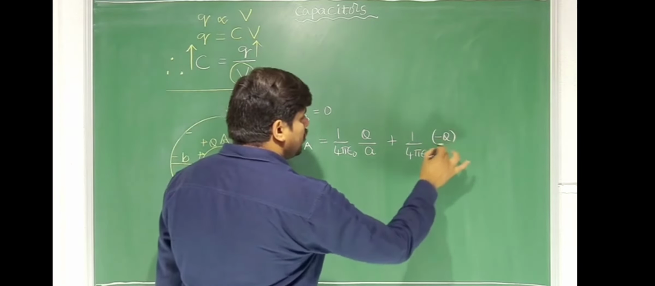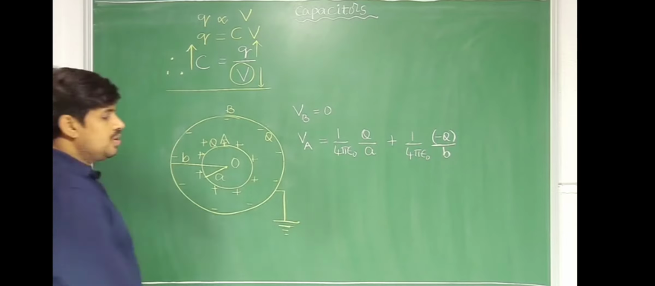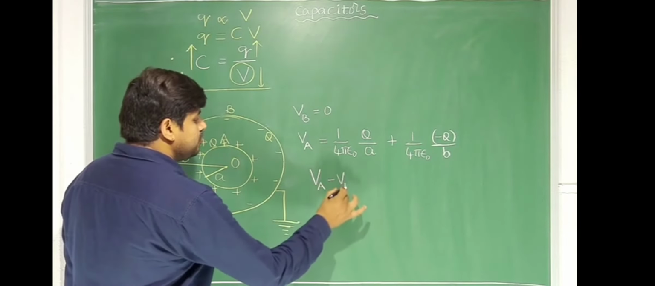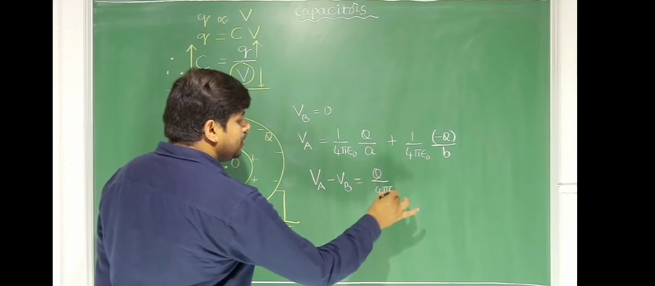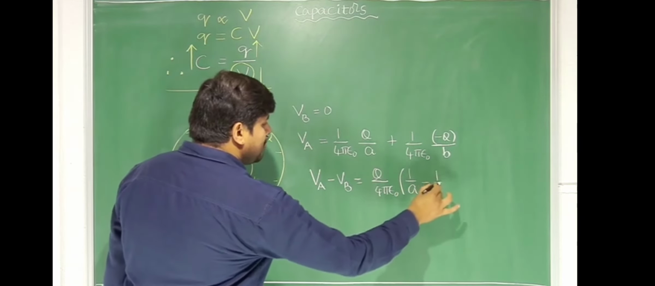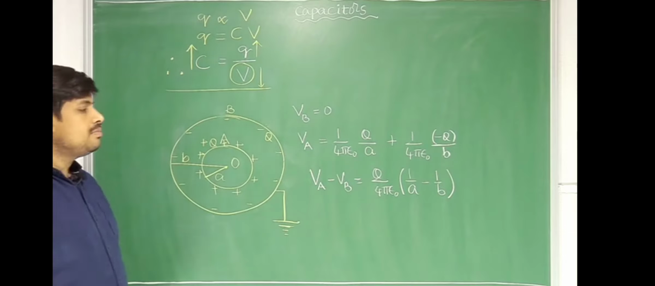So minus Q upon B. If you are calculating the potential difference between these two, that is VA minus VB, you will be getting Q upon 4 pi epsilon naught, common, into 1 by A minus 1 by B. In this manner, you are likely to get the potential difference between the two conductors.